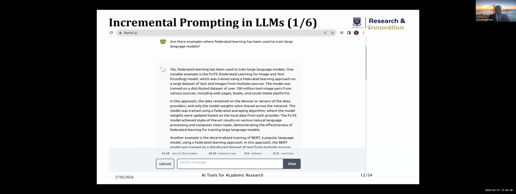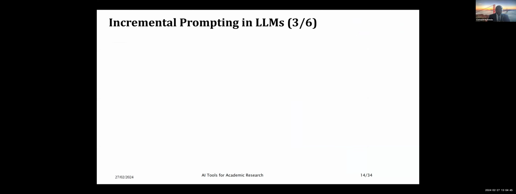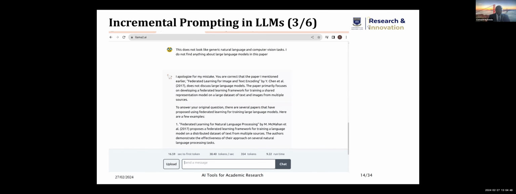So I came back. I said, can you share the paper that published flight? Then it shared this paper with me. And the title of the paper clearly has nothing to do with large language models. So I came again and I said, well, I made a mistake, but it still captured my intent. I was supposed to say, this looks like generic natural language and computer vision tasks. I do not find anything about large language models in this paper.